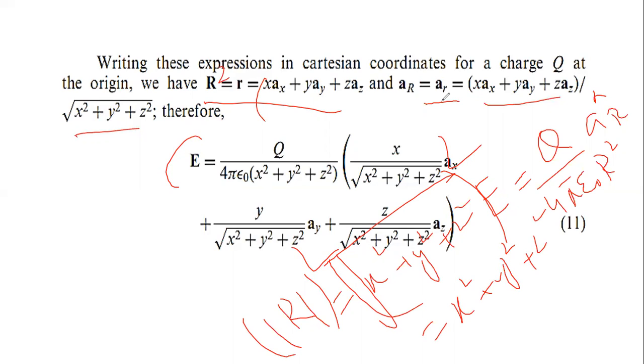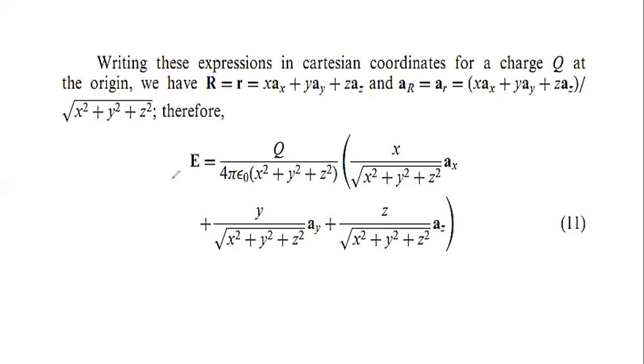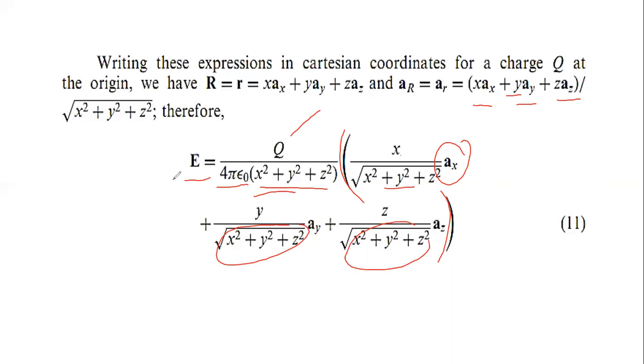Now if we look at the unit vector, we have x ax plus y ay plus z az divided by this term. So this unit vector can be written as x divided by this term into ax plus y divided by this term into ay plus z divided by this term into az. Now the electric field intensity is equal to q divided by 4 pi epsilon naught r square into its unit vector. So we have written the unit vector separately: x divided by this term into ax plus y divided by this term into ay plus z divided by this term into az.